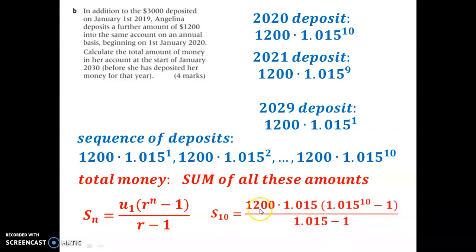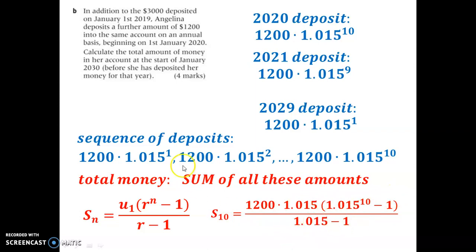Okay, let's check. So here is our U1 value. This whole bit right here is U1. And that's this part here. That's the first term in our sequence. And over here, where we have to have the rate, I've put in this rate. Because like I said, when you go from here to here, you're just multiplying by one of these to get this one. So there's our rate, and it's raised to the n power, so 10th power, because this sequence has 10 terms in it. And then this formula tells us minus 1, and on the bottom we have rate minus 1, so the rate minus 1. So there's our sum formula.